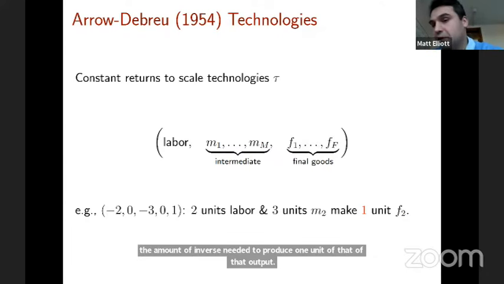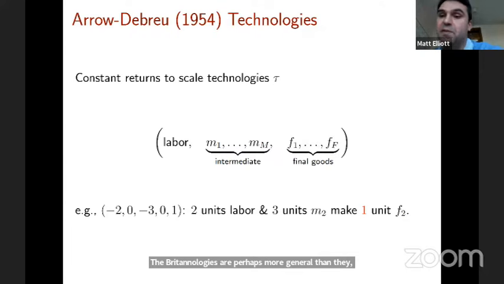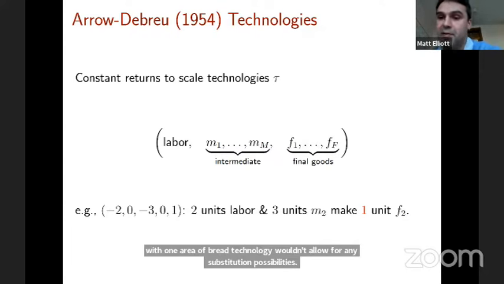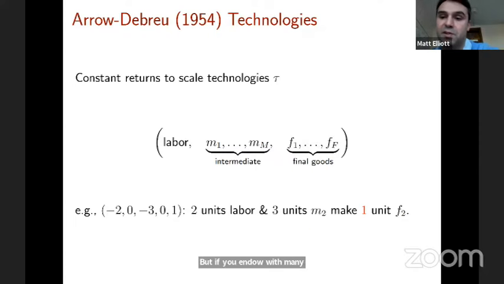These technologies are perhaps more general than they might seem. If you only endowed a firm with one technology, it wouldn't allow for any substitution possibilities. But if you endow it with many technologies, then switching across those technologies can allow it to substitute one input for another input, and so on, depending on the technologies you endow it with.